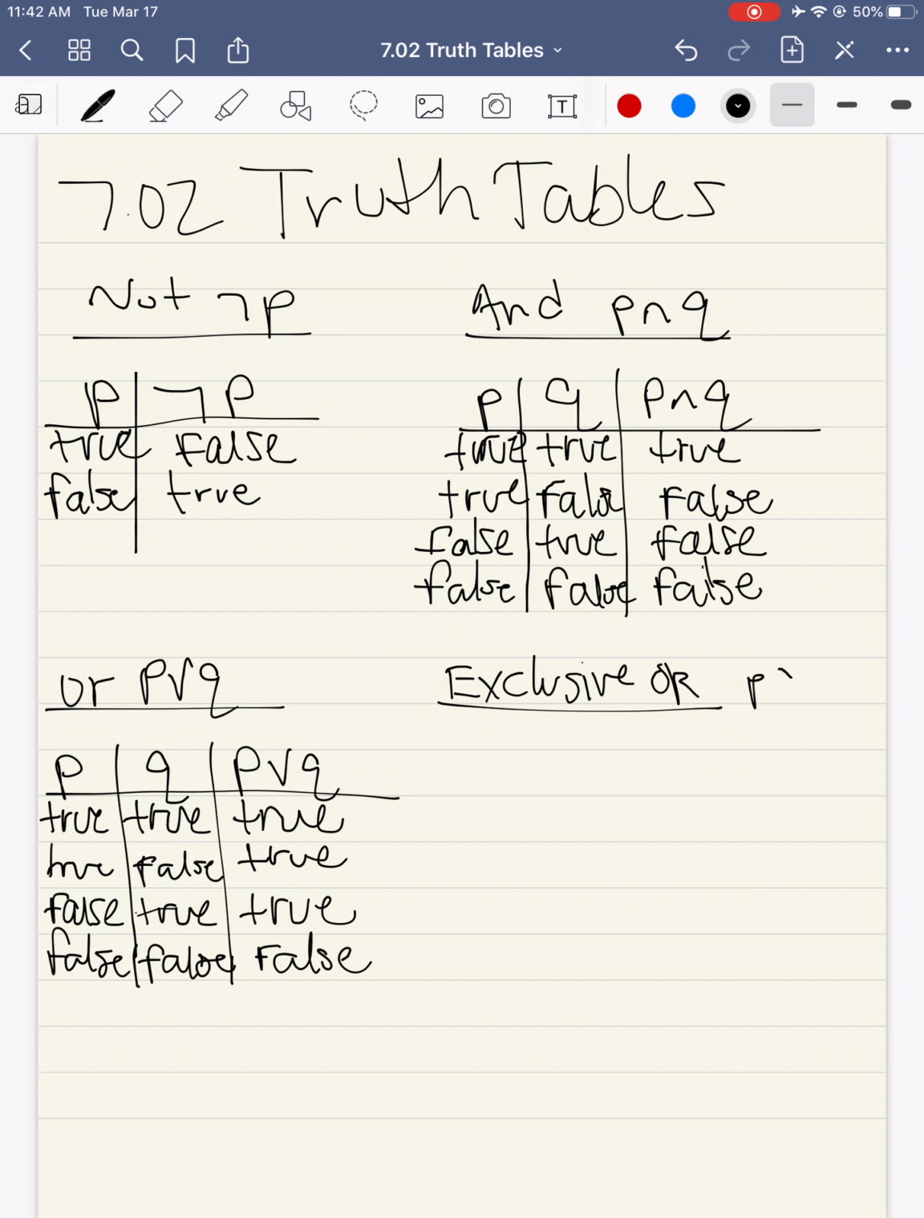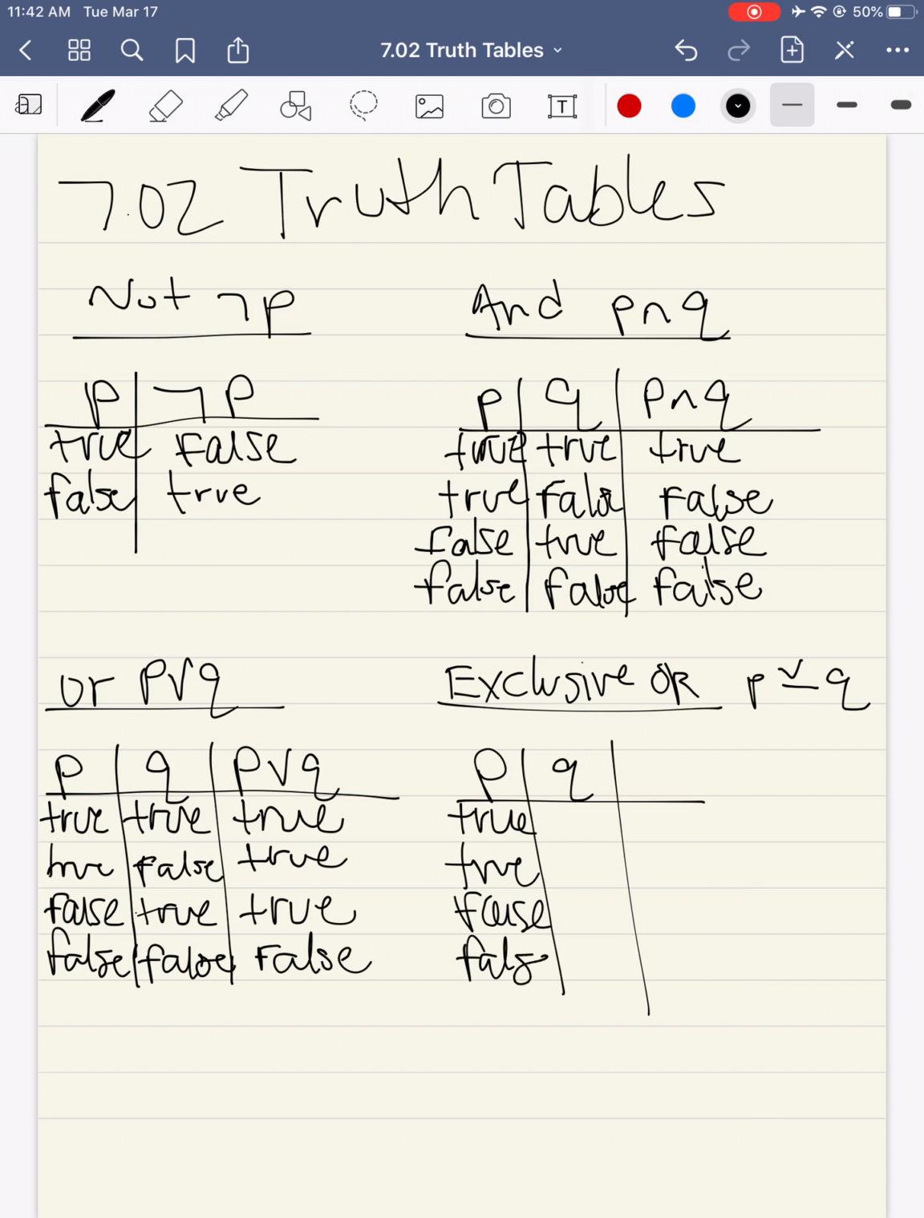And so again, that's the or with the line underneath it. And so, of course, we start off the same way. We're going to have our P and our Q. So true, true, false, false, true, false, true, false. And so for exclusive or, this is going to be when one of the statements is true, but not both.